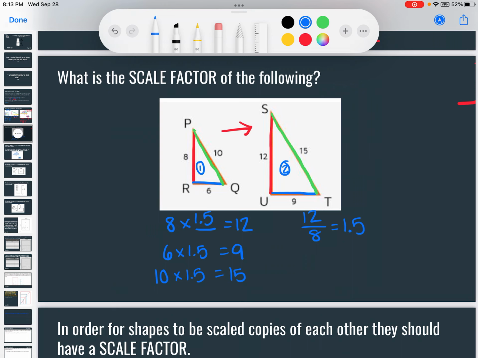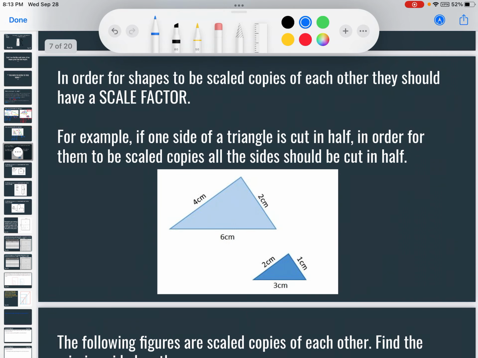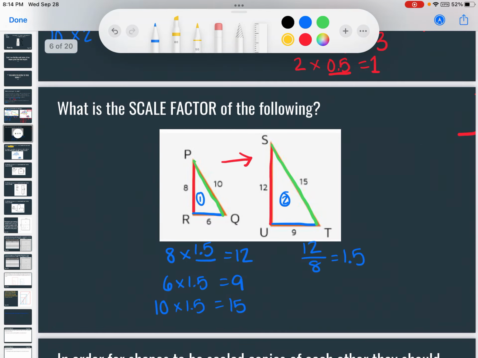Finding scale factor, ratios. I know you did ratios a lot in 7th and 6th grade, so just bringing that back a little bit, just a little overview. In order for shapes to be scaled copies of each other, they should have a scale factor, okay? And scale factor is the number that we just found in all of those. Maybe I didn't write it down here, so maybe I should make that clear. The scale factor here was 1.5.